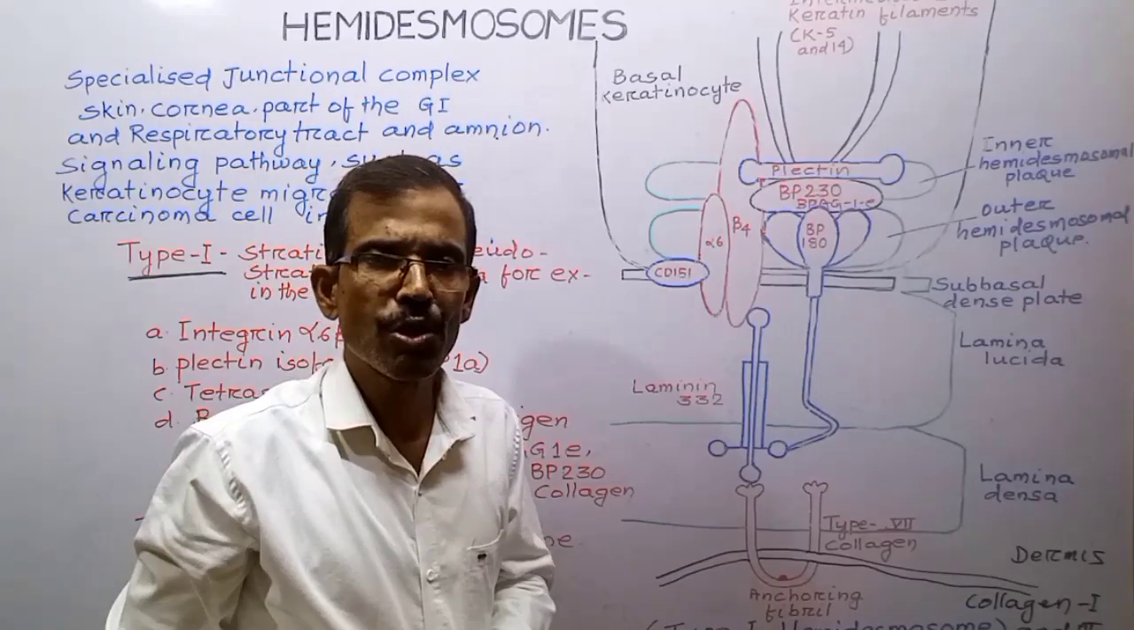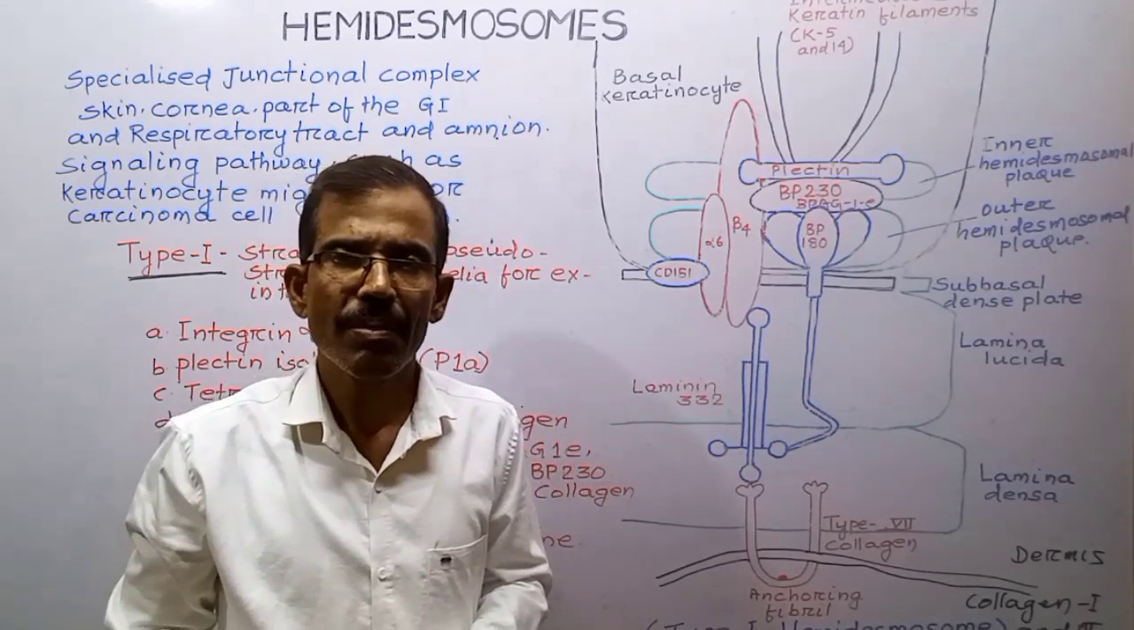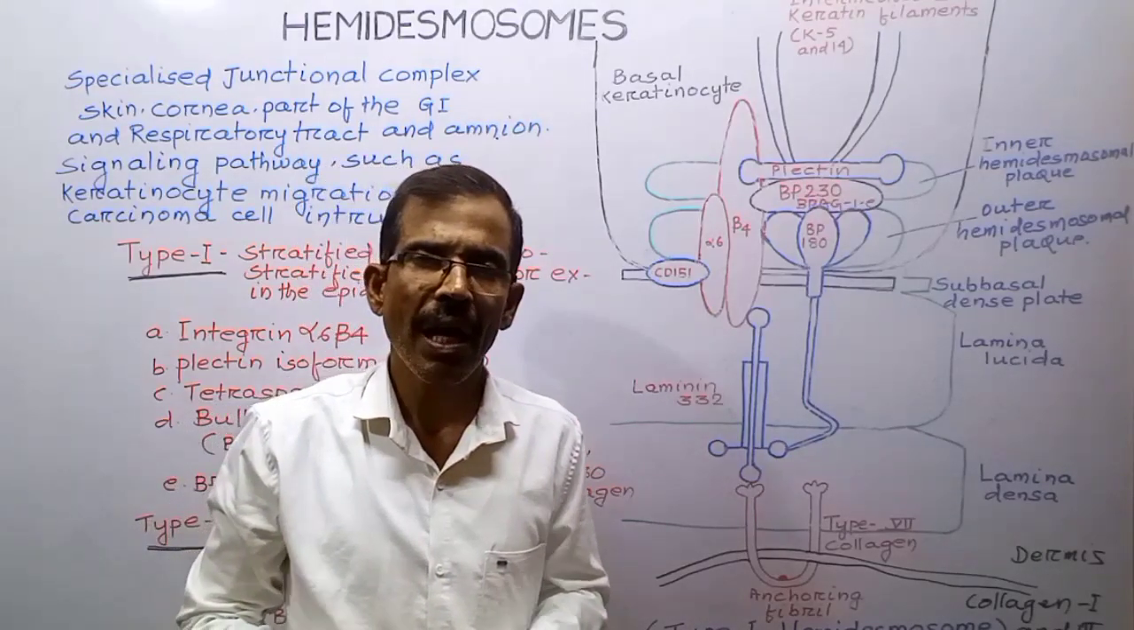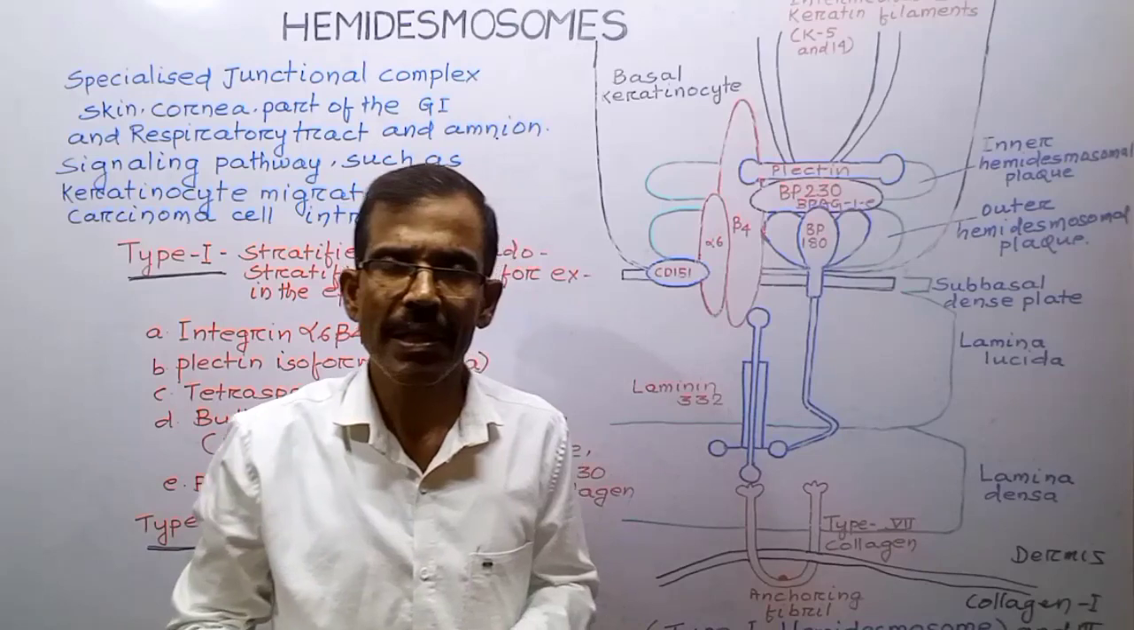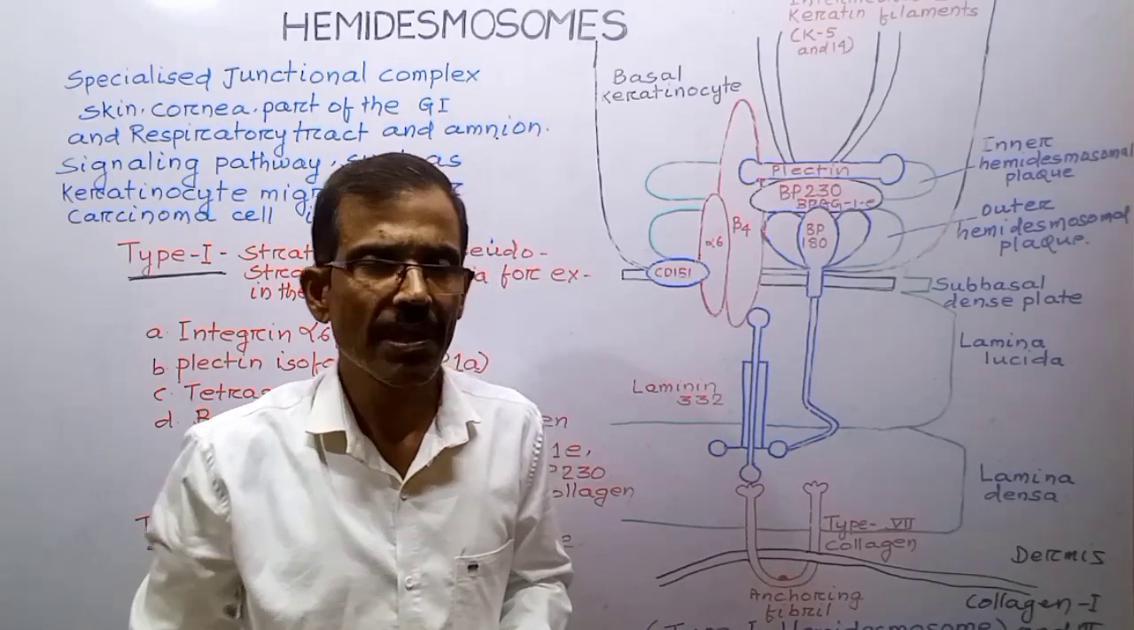Type 2 hemidesmosomes are present in simple epithelia, as that of the intestine. It consists of integrin alpha 6 beta 4 and plectin. BP antigens are, however, absent.